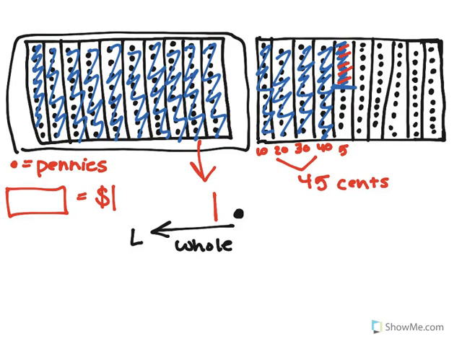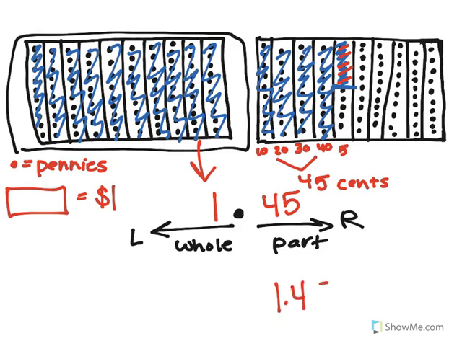How would that look as a decimal? Is it a whole? No, it's the part. And that goes on the right side of the decimal. So I take that 45 and I put it like that. So my decimal would look 1 and 45 hundredths, because I have 45 out of the 100 colored.